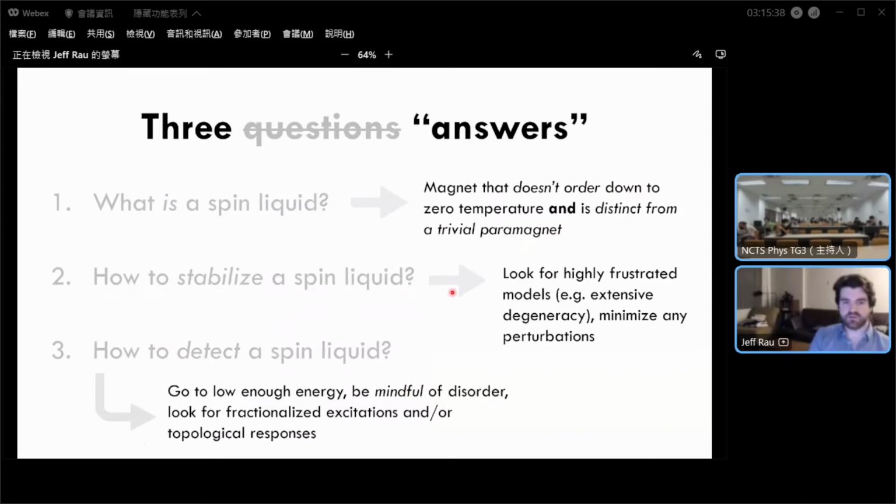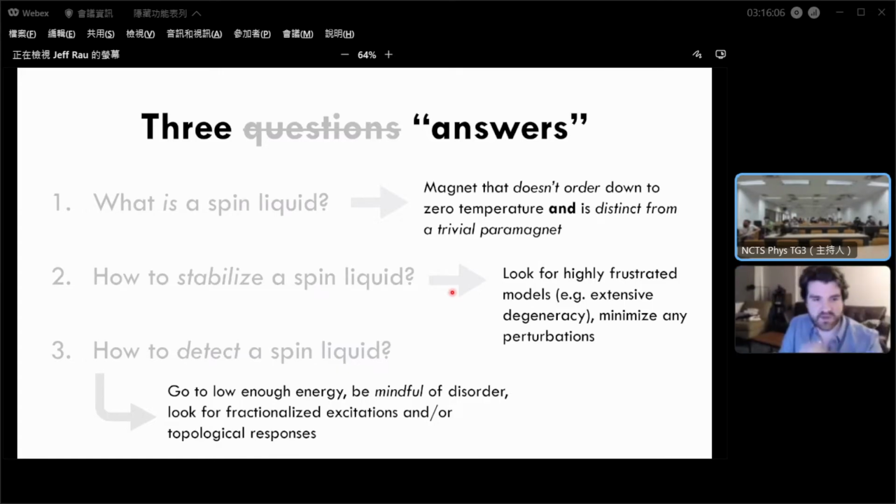Okay, so I started this with 3 questions, and I'm going to give you 3 sort of answers in quotes. So what is a spin liquid? It's a magnet that doesn't order down to 0 temperature and is distinct from a trivial paramagnet. How do we stabilize it? Well, we look for highly frustrated models, usually those with an extensive degeneracy, and try to minimize any perturbations, be it stuff that takes you away from your degeneracy or things like disorder, even things like temperature.